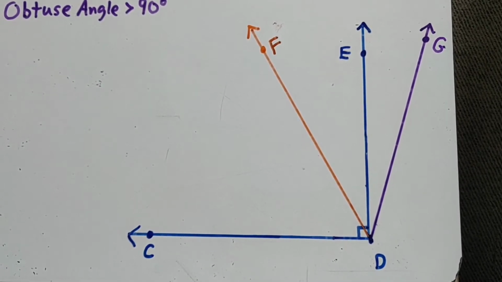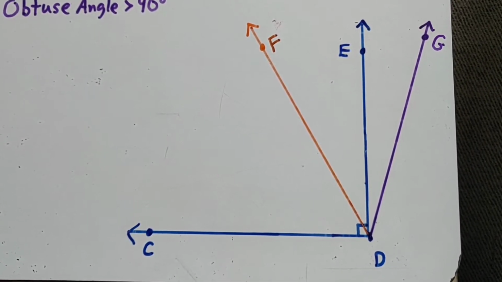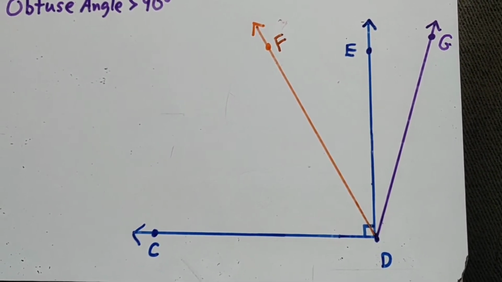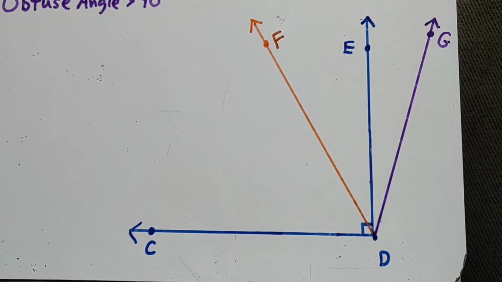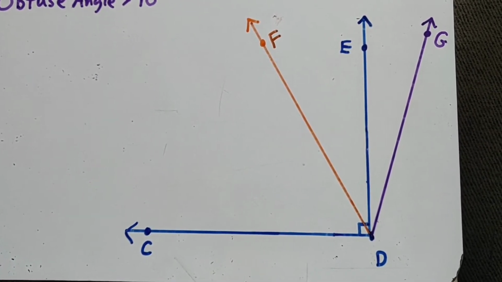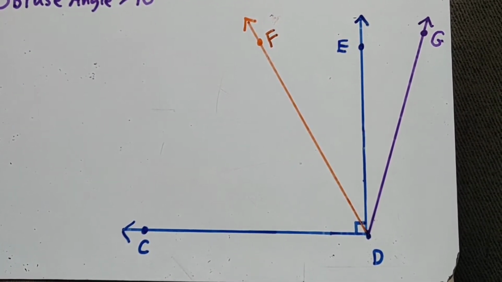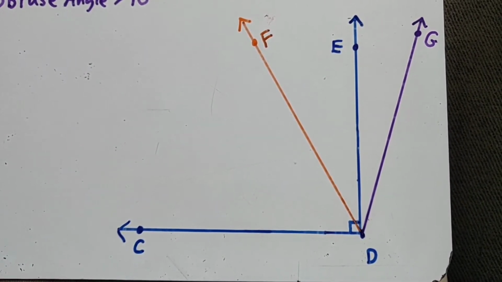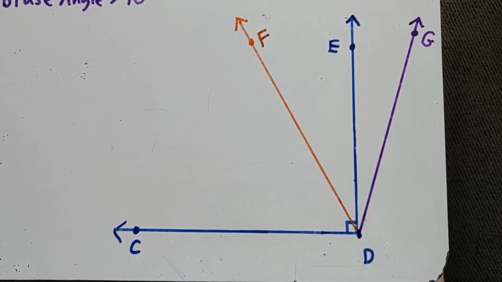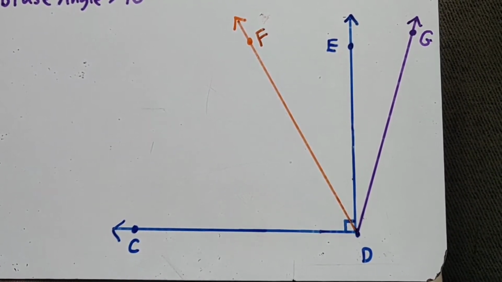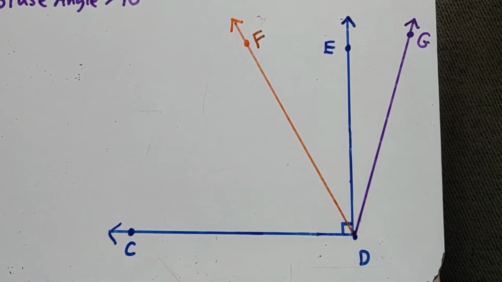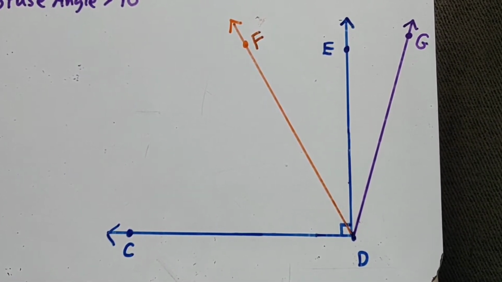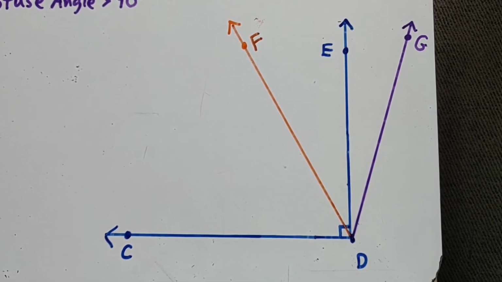So if you said that angle CDG is an obtuse angle, you're correct. And partly we know that because we know that angle CDE is a right angle and equals 90 degrees. And you could see that angle CDG is greater than angle CDE. So angle CDG is greater than 90 degrees. And an angle that's greater than 90 degrees is obtuse. So angle CDG is an obtuse angle.